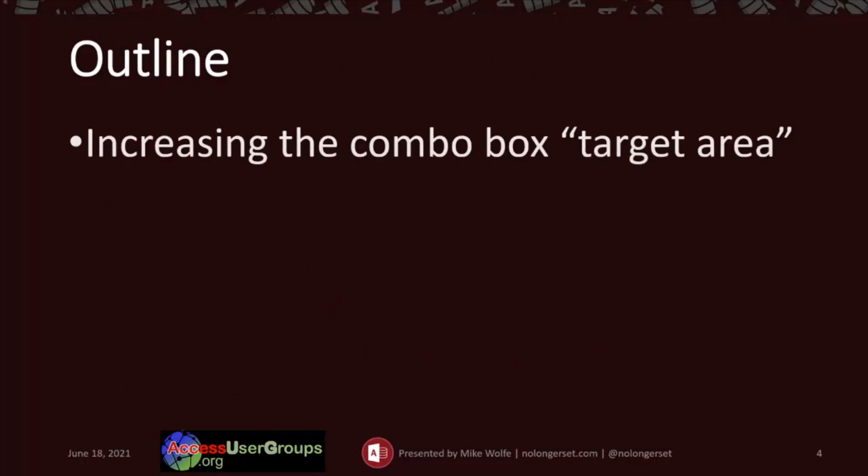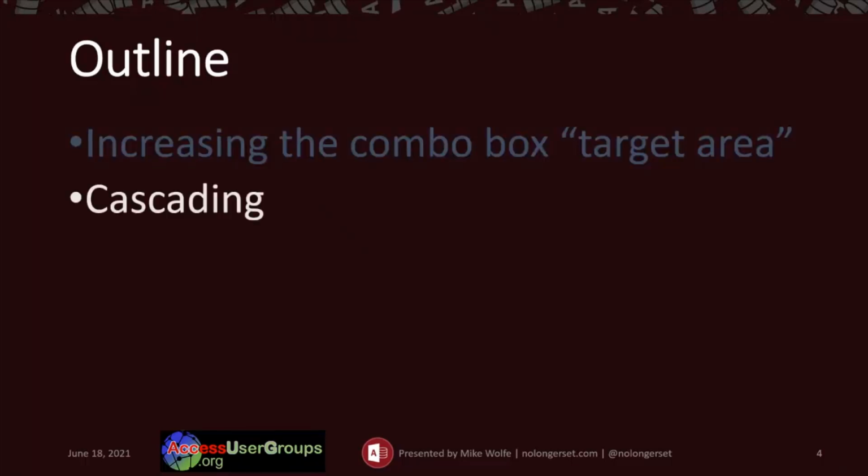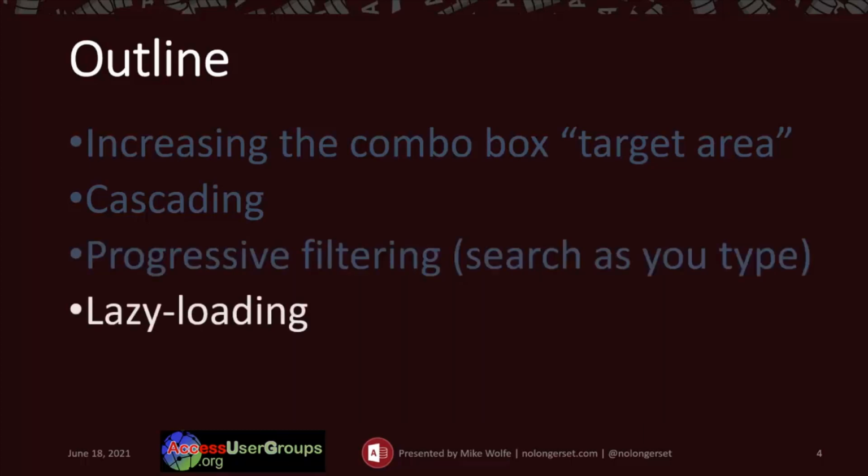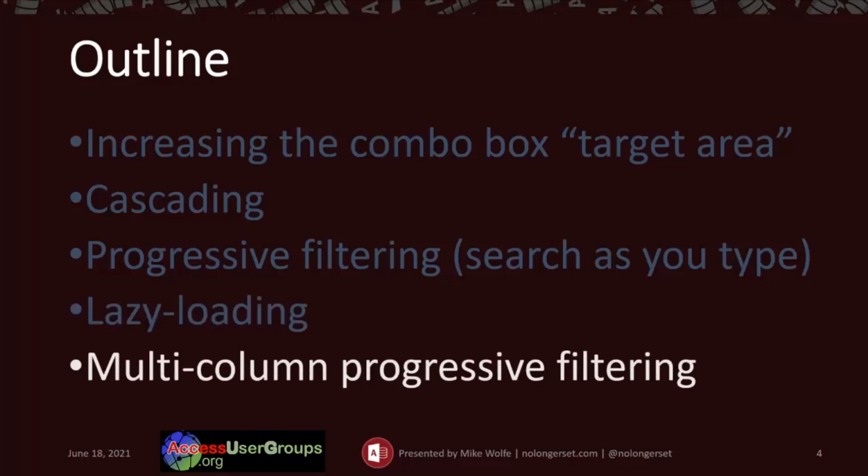We're going to talk about increasing the combo box's target area. We'll talk about what that is. One of the most popular things to do with combo boxes is to cascade them together, and I've got a class module that makes that a little bit easier to do. I'll show you some progressive filtering, also known as search as you type. We'll talk about lazy loading and why that could be important and why that can help with performance. And then finally, my favorite technique that I want to show is multi-column progressive filtering. So this is search as you type, but covering all of the columns in your dropdown.